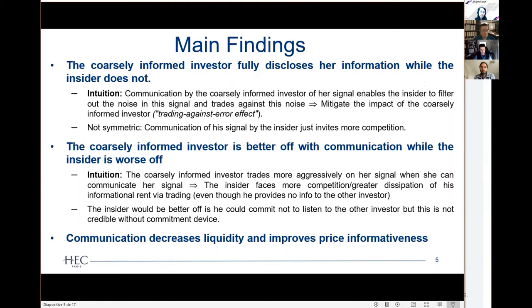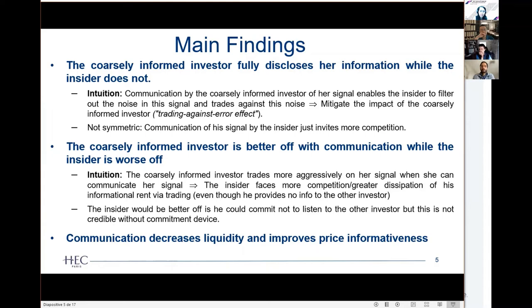And the main result, which is very interesting and surprising, is that the coarsely informed investor always wants to fully disclose her information in the baseline model, while the insider does not. So it's a bang-bang result. One guy, the guy with less information, wants to fully disclose his information, the other guy does not want to share information. So what is the intuition?